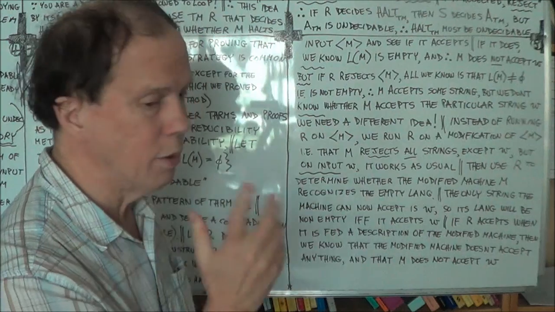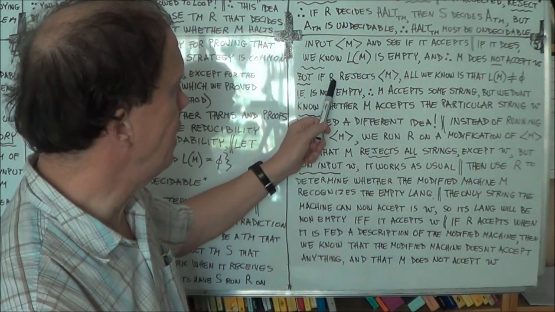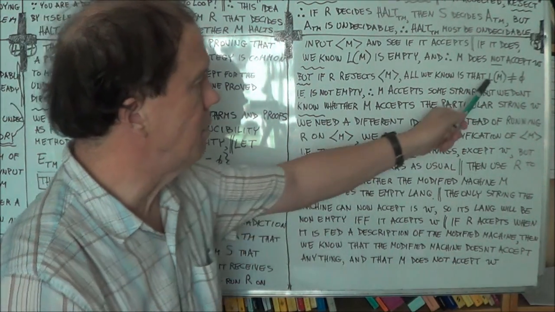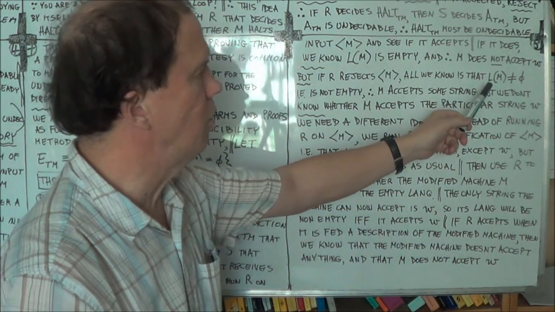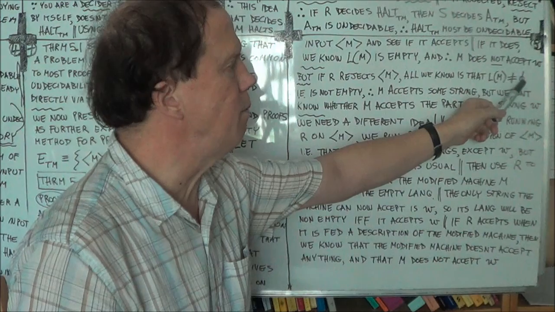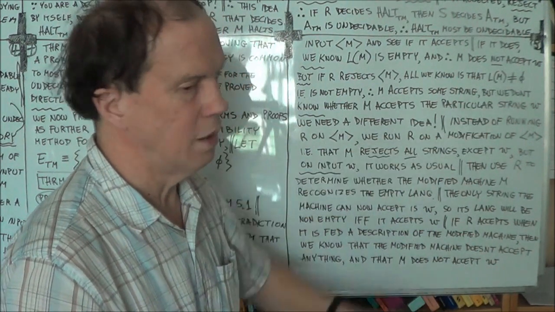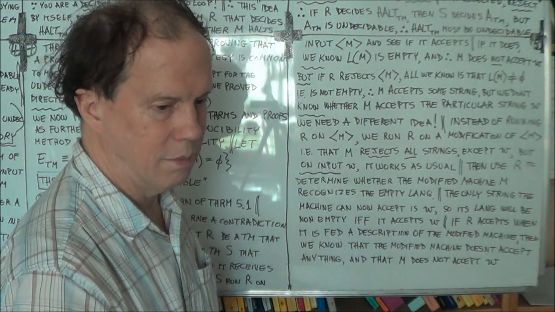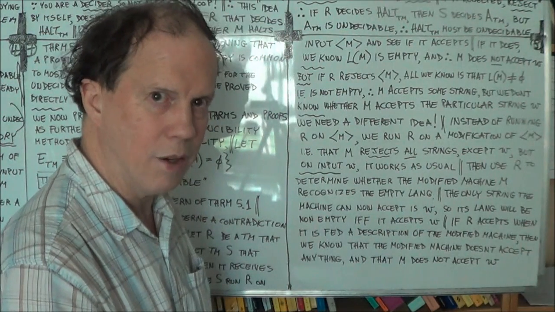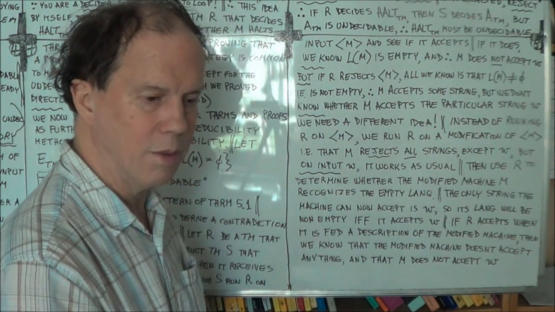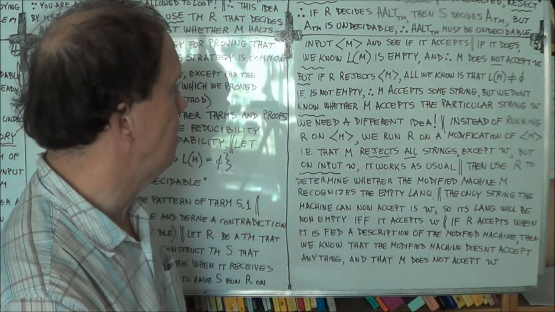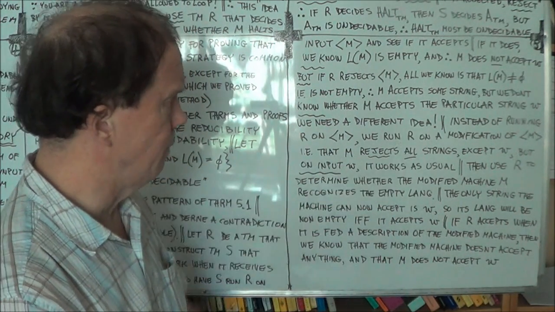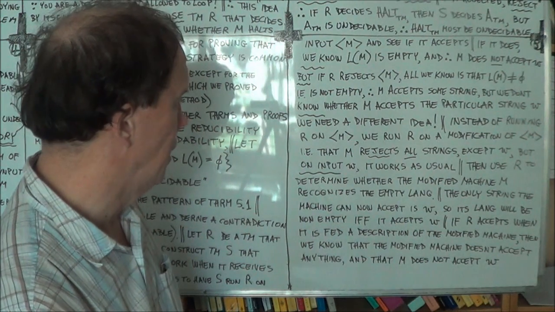So we're talking about a particular W, but by using R here, all we know is that this language is non-empty, but we don't know which string made it non-empty. Is it W or something else? That's the problem. It could be something else. So we need a different idea. That's not going to work.